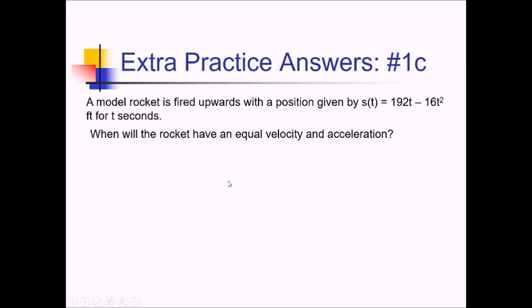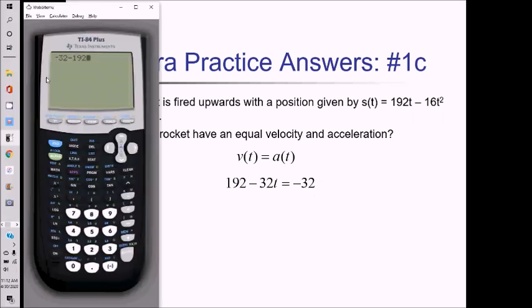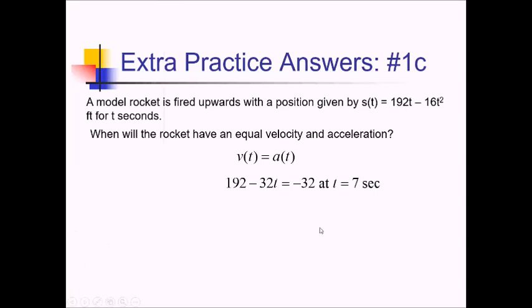For this part of the problem, we want to know when the rocket will have equal velocity and acceleration. So recall my formulas. We have a velocity formula of 192 minus 32t. And we want to know when that equals the acceleration formula of just minus 32. So if I subtract 192, that's going to give me, well, let's see here. Let me just do this on the calculator. So we have negative 32 minus 192 comes out to negative 224. And then if I divide that by negative 32 to get t by itself, that's 7. So that happens at time 7 seconds.